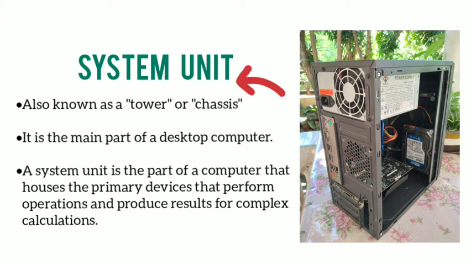The system unit, also known as a tower or chassis, is the main part of a desktop computer. A system unit is the part of a computer that houses the primary devices that perform operations and produce results for complex calculations. It includes the motherboard, CPU, RAM and other components, as well as the case in which these devices are housed. This unit performs the majority of the functions that a computer is required to do.